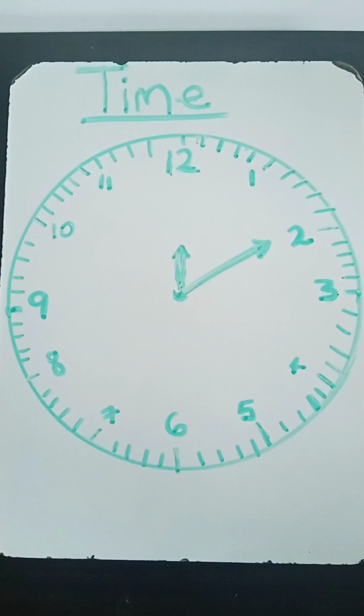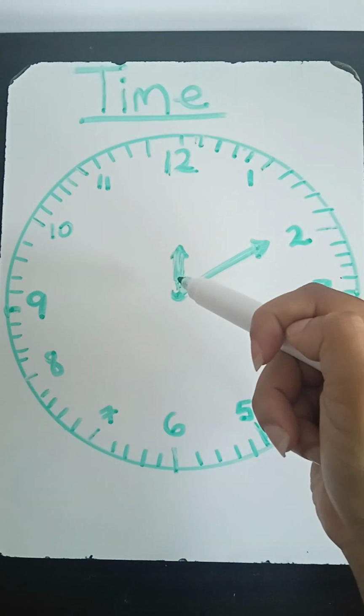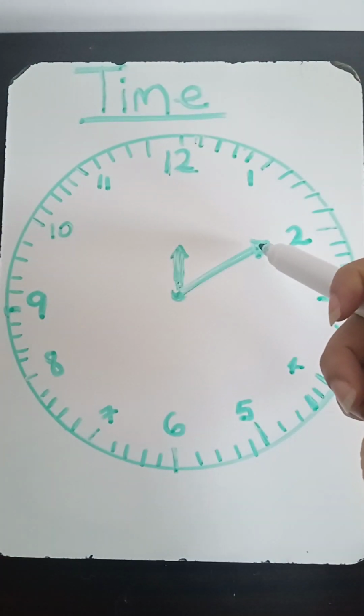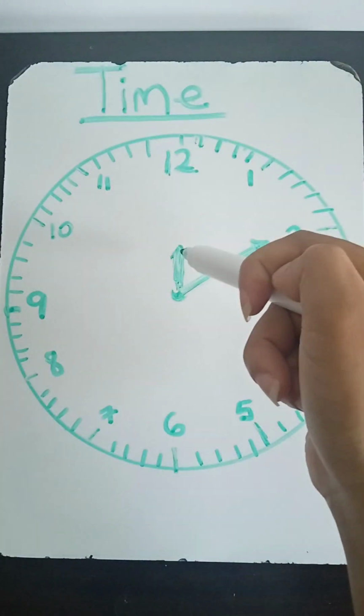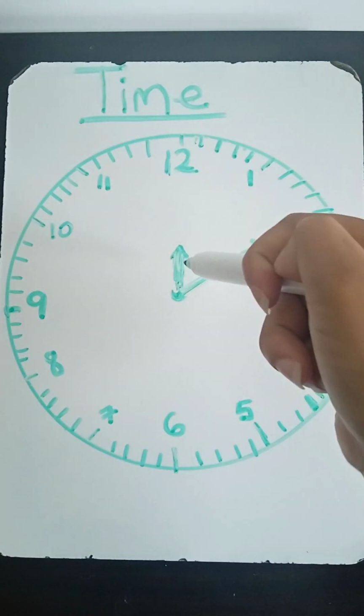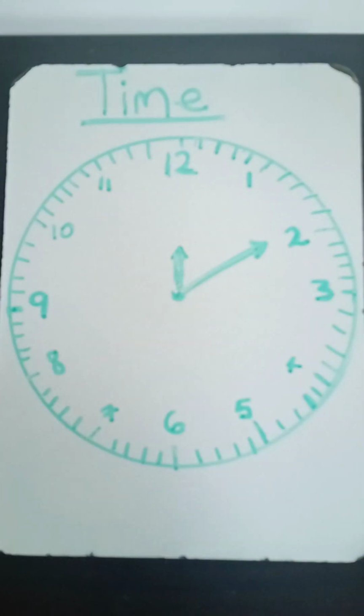60. So immediately it is pointing at 12. Your minute hand points at 12. It is o'clock. Whatever hour it is, that hour, o'clock. So if the minute hand was pointing at 12, and the hour hand was pointing at 12, we would say the time is 12 o'clock.